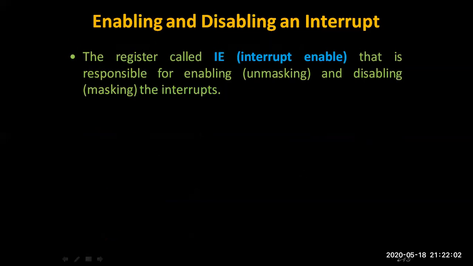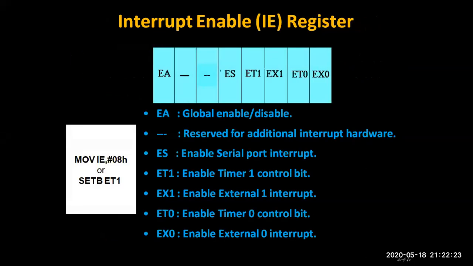So the IE register is called the interrupt enable register. It is responsible for enabling, disabling, unmasking or masking of interrupts. To enable or disable an interrupt, this interrupt enable register is used. If you see the interrupt enable format, here EA is there. This is the global enable or disable.